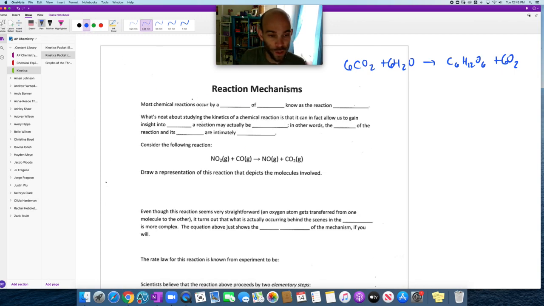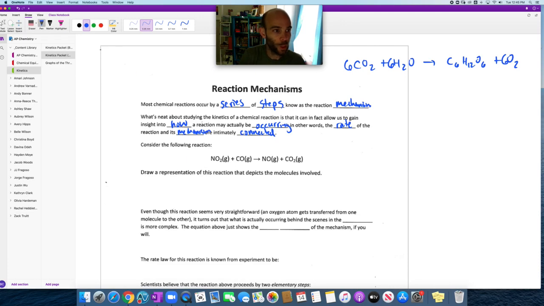Most chemical reactions occur by a series of steps known as the reaction mechanism. What's neat about studying kinetics is that it can in fact allow us to gain insight into how a reaction may actually be occurring. So there is a connection between kinetics and the mechanism of a reaction. The rate of the reaction and its mechanism, how it happens, are intimately connected.